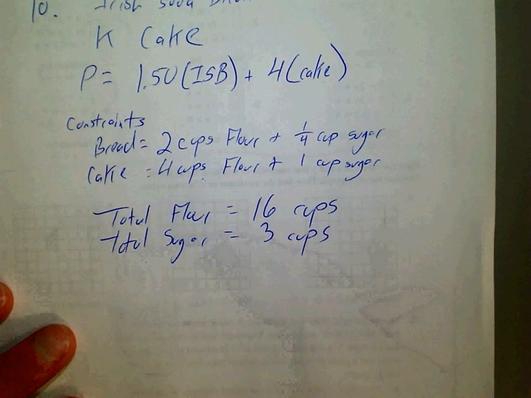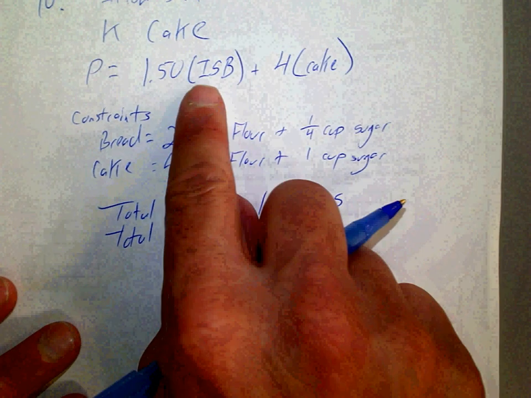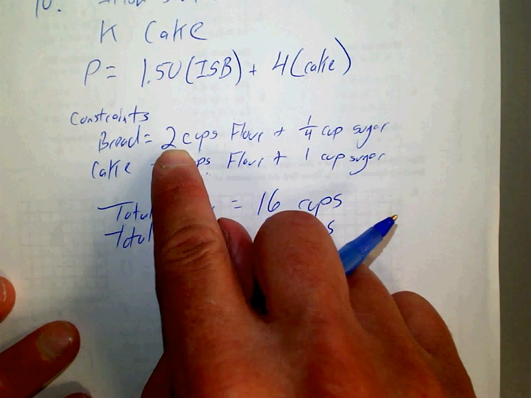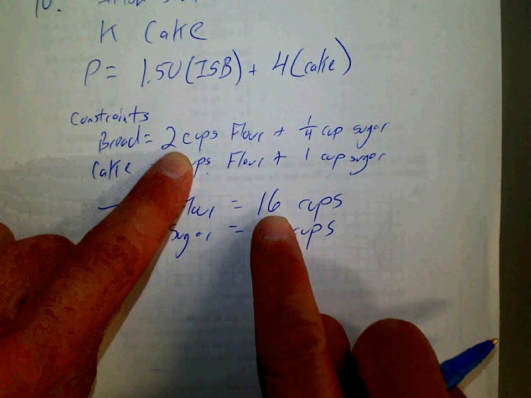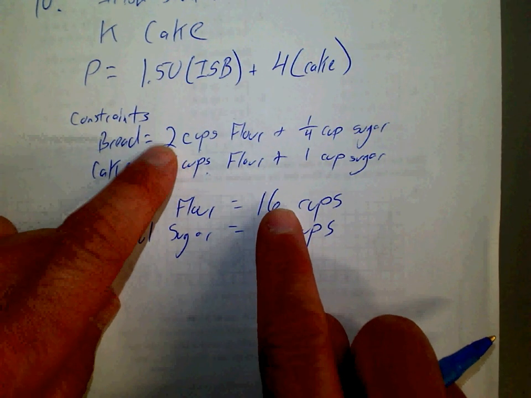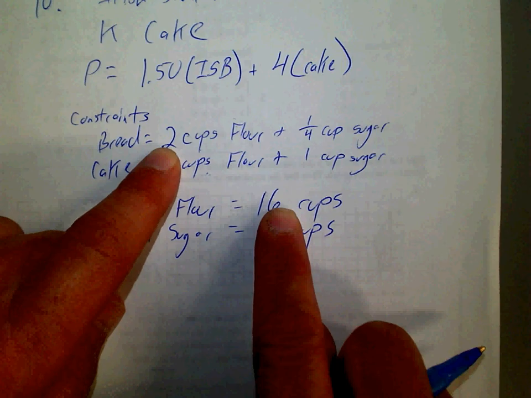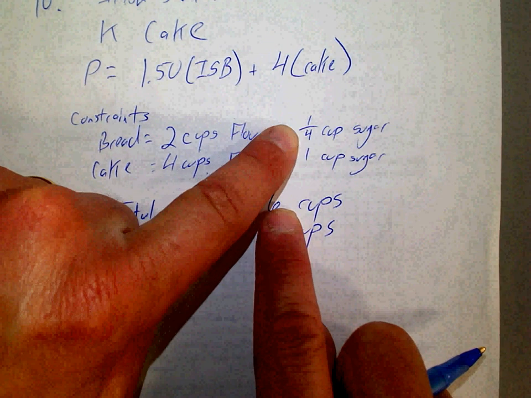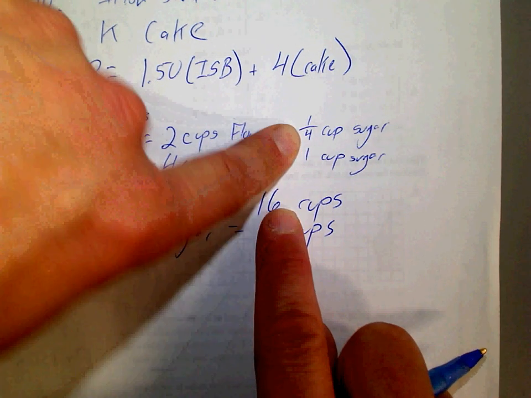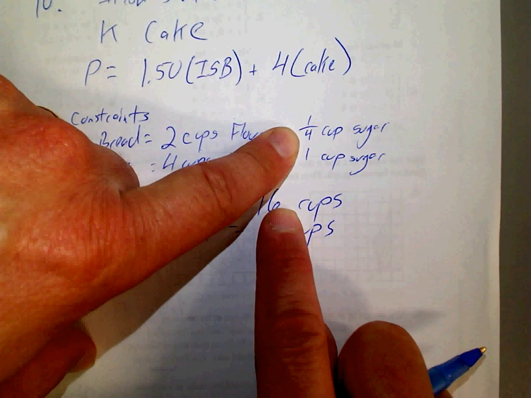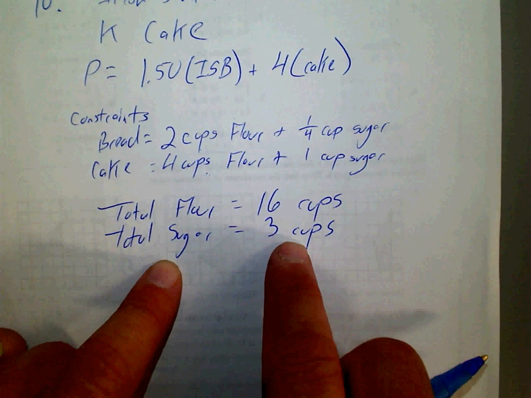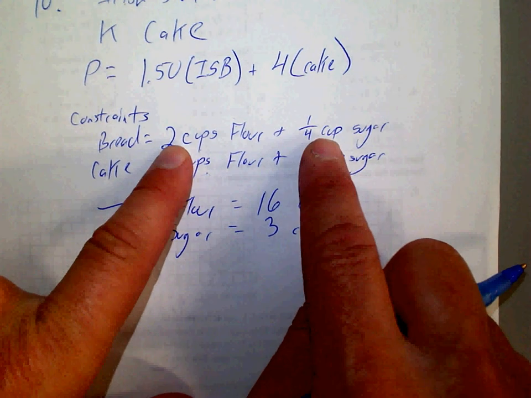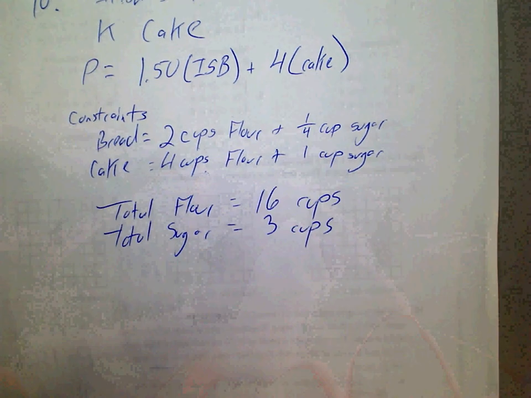What if I went the other route? What if I made bread? According to my flour, this is a constraint here, I can make 8 breads. What's a fourth of 8? 2. So I wouldn't run out of sugar then, would I? So if I just went straight bread, I could make nothing but bread. I can make 8 of them.